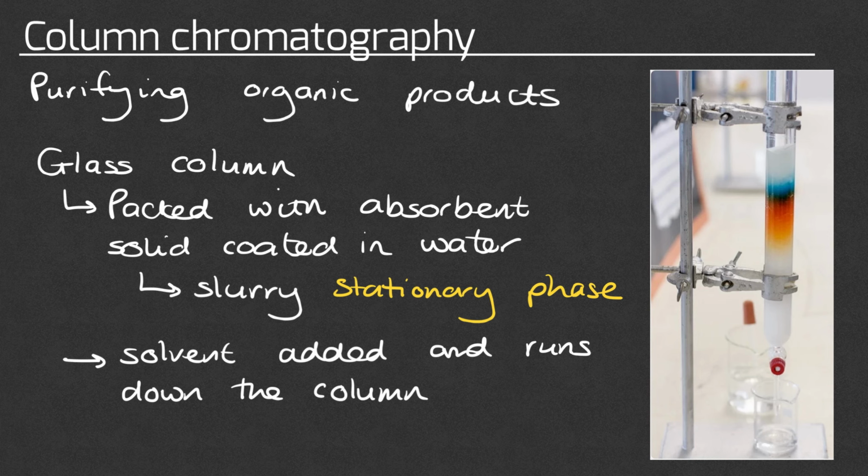We then add a solvent to the top of the column, and we can see this here, and this runs down through the stationary phase and can come out of the bottom here. This is essentially like a big burette, so there is a tap at the bottom so you can drain the solvent off. And this is the mobile phase.